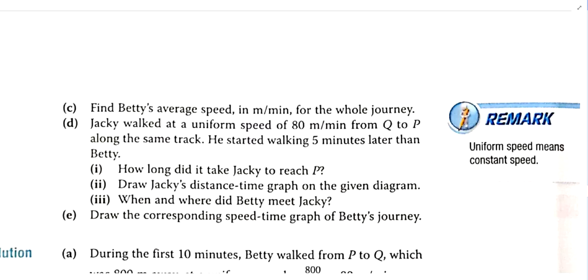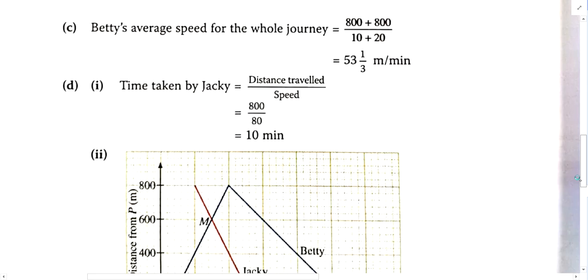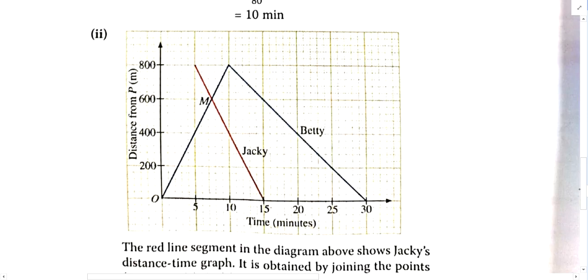Of 80 meters per minute from Q to P. So instead of starting from P, you start from Q straight away. Where is Q? Q is 800 meters away, right? So he must start from 800 meters away. That's for Jackie. His starting point will be 800 meters away, somewhere along the green line.